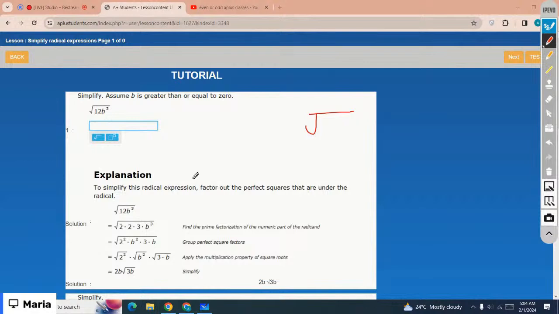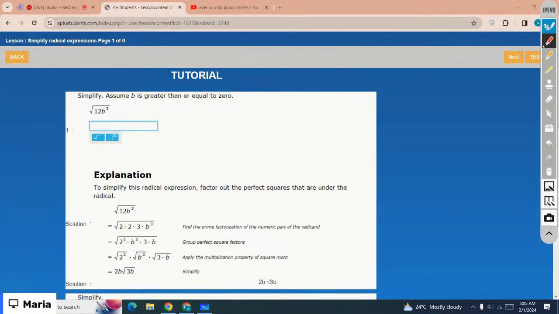So how do you simplify? Let's just factorize 12. Prime factorization. That would be 2 times 2 times 3. And then you have b cube, right? You can write b cube as b square and b. These two have squares, right? So you can write them as 2 square root b square square root 3b, because square root and square are opposite to each other, right? You can cancel them. The correct option is 2b square root 3b, right?